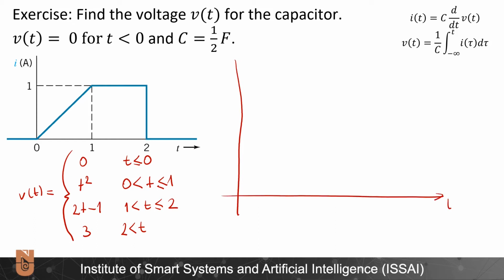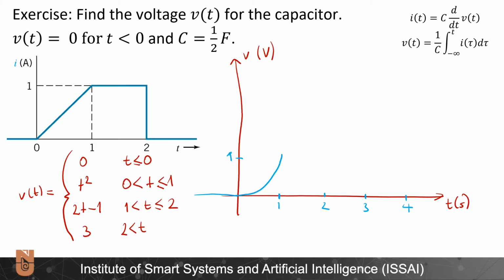I have my x-axis, which is time. I have my y-axis, which is voltage with the unit of volts. And the function will start from 0. Then here between 0 and 1, so this is 1, this is 2, this is 3, this is 4. Between 0 and 1, I have t squared. So at the end of 1 second, the value will be equal to 1. But the function will be a quadratic function, like this.